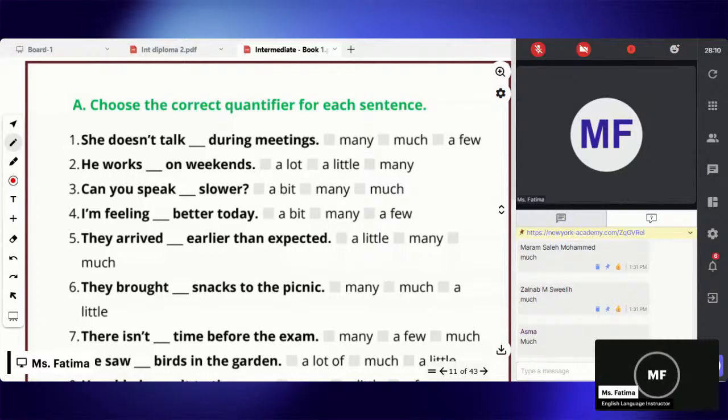Okay, Mr. Ali, you have the mic. So we're gonna choose much. Yes, much. We'll go with much. Number two, he works on weekends. He works a lot, he works a little, or he works many. What do you think?